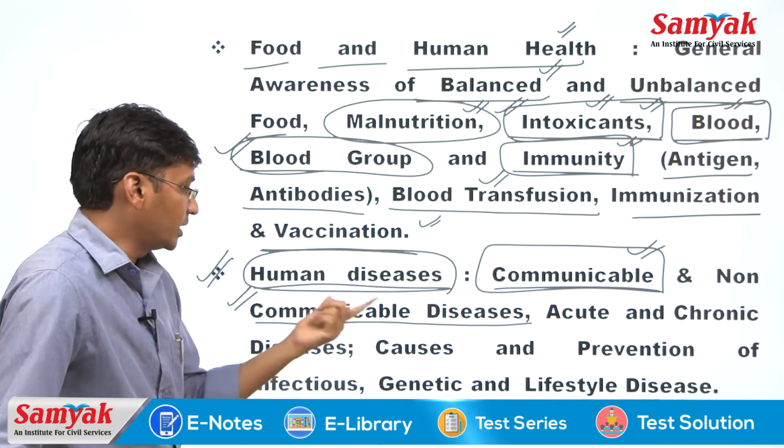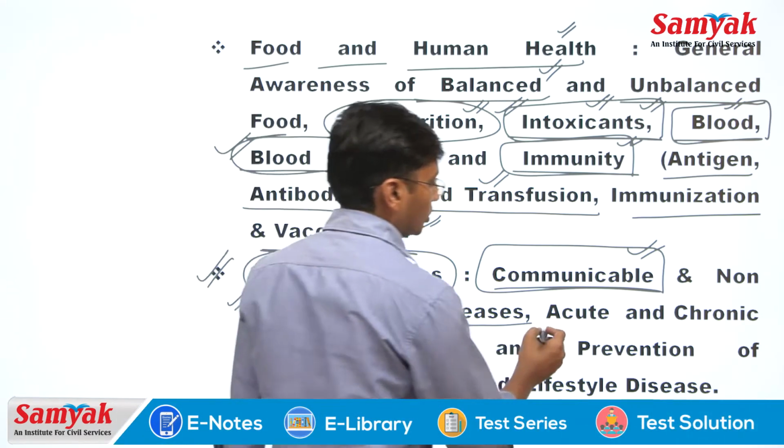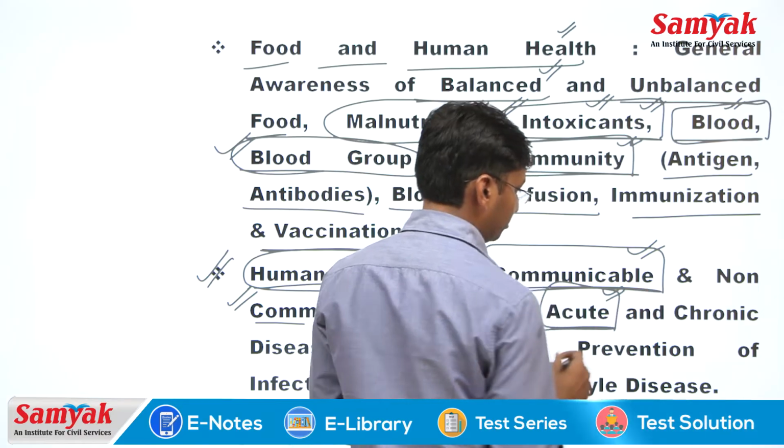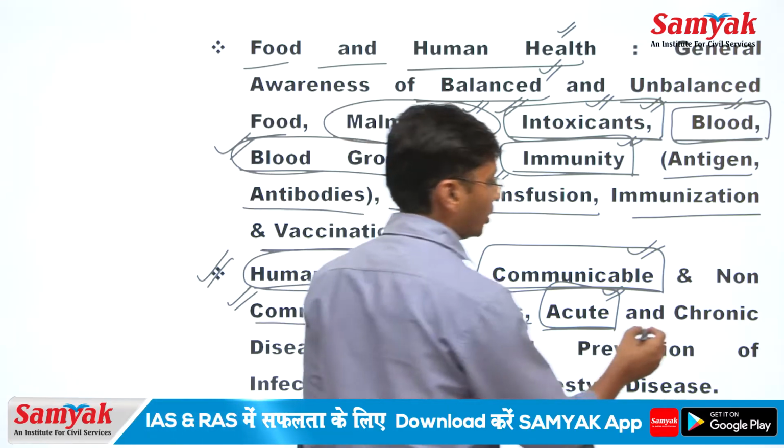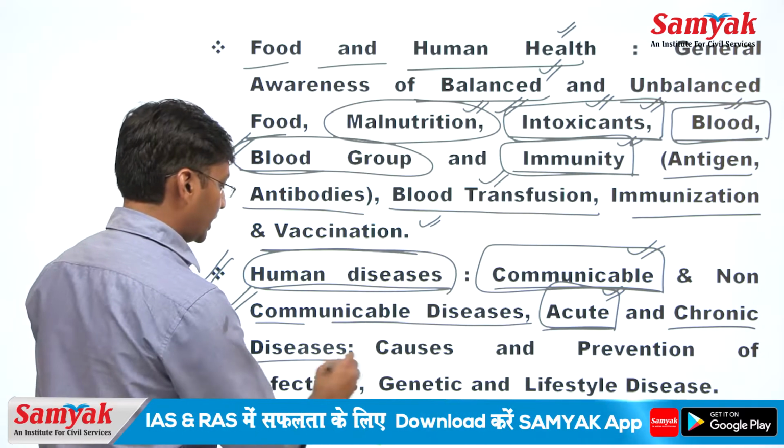The next is the acute and the chronic diseases. Acute means those which have a short period of time, and the chronic disease means which have a long duration. Okay. So, chronic diseases.